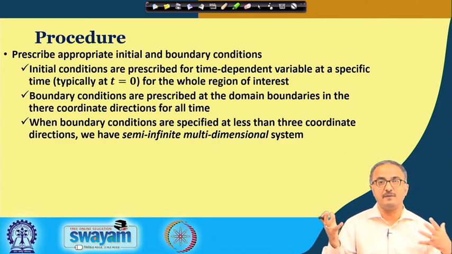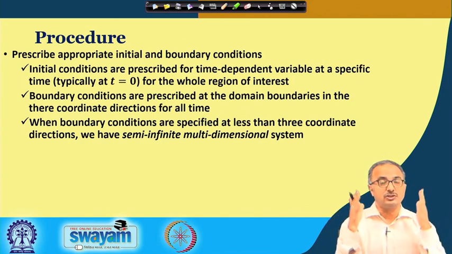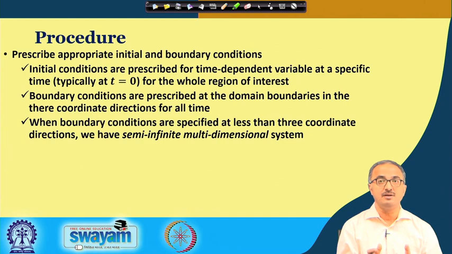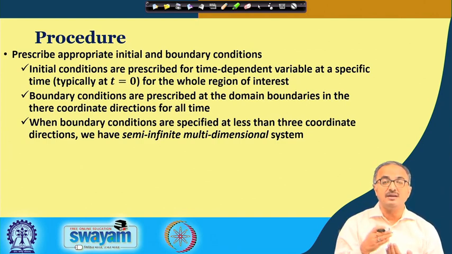As we go along, we will find many such systems. I will give examples to show how an actual 3-dimensional system may be reduced by considering an infinite dimension in one particular direction, reducing its spatial coordinates. These are what we call semi-infinite. It is not infinite, but semi-infinite, because we are still retaining the variation in 1 or 2 directions. So, we are not trying to solve for all 3 directions.